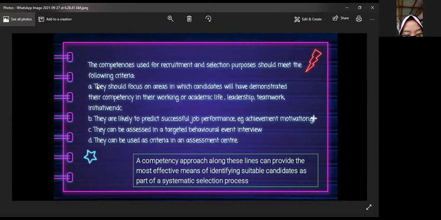The competencies used for recruitment selection purposes should meet the following criteria. The first is they should focus on areas in which candidates will have demonstrated their competency in their working or academic life: leadership, teamwork, initiative. And B, they are likely to predict successful performance, such as achievement motivation. And C, they can be assessed in a targeted behavior event interview. And D, they can be used as criteria in an assessment center. A competency approach along these lines can provide the most effective means of identifying suitable candidates as part of a systematic selection process.